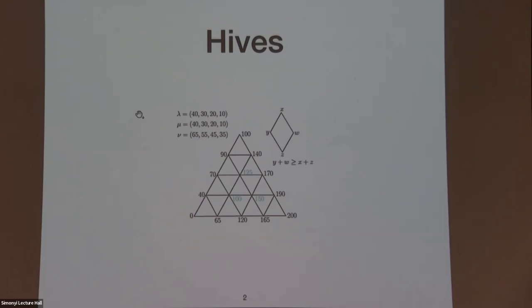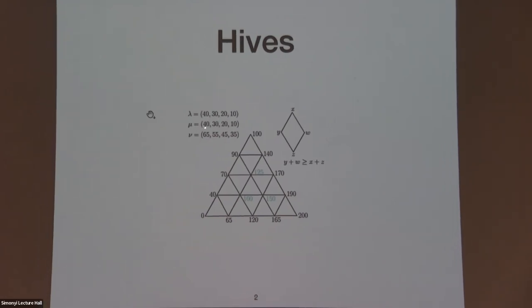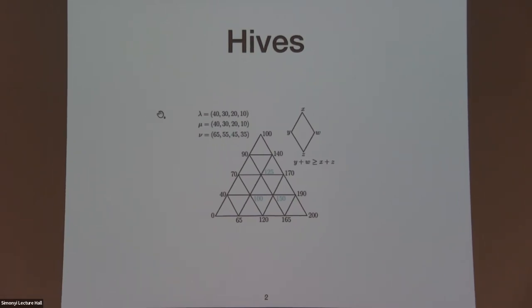The partitions need to satisfy the condition that the sum of the parts in the first plus the sum of the parts in the second is equal to the sum of the parts in the third. So here, for example, you start with zero, and I'm going to tell you how to interpret lambda as a boundary condition here. You add 40, so you get 40. You add 30, you get 70. You add 20, you get 90. And you add 10 and you get 100. That's how lambda transfers onto the boundary here.